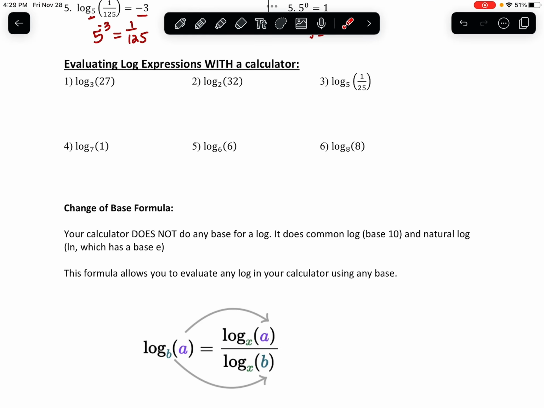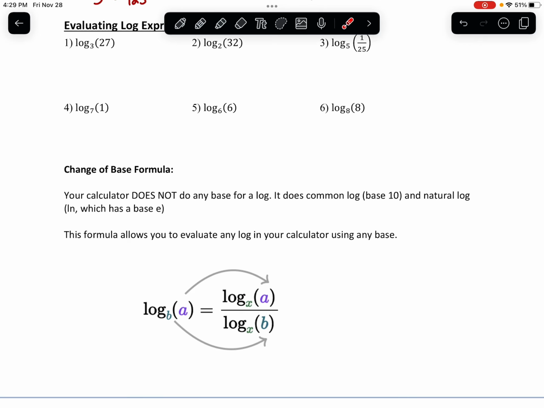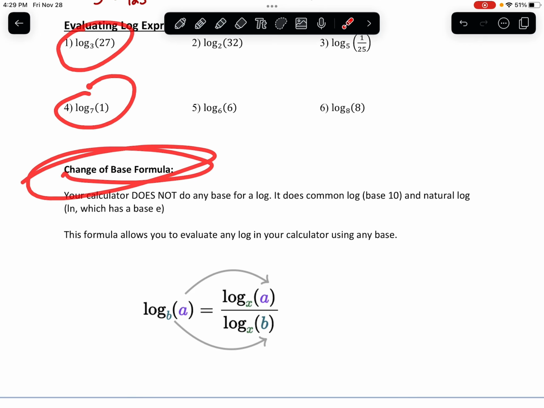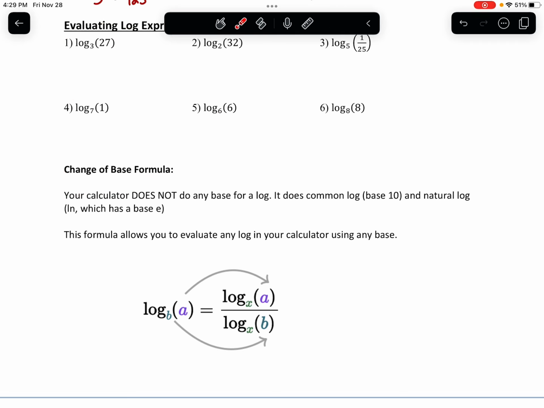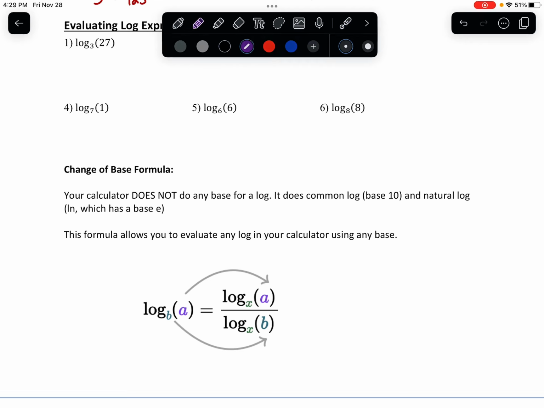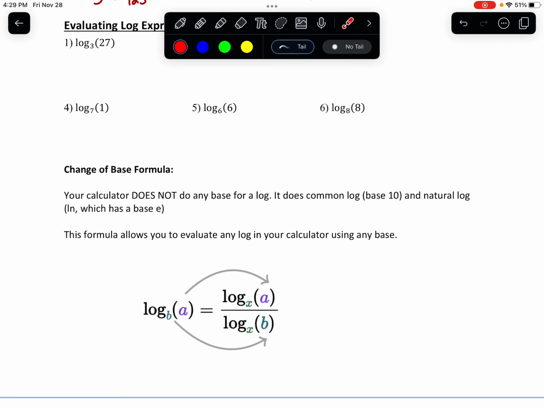Okay, so we have to do something else. Well, let's go to this change of base formula. Now, there is a way to do these by hand, right? But I'm not there, so we're just going to use our calculator because, why work harder? Let's work smarter. So it says your calculator does not do just any base for log. It does common log, base 10, and it does natural log, ln, which has a base e, but it doesn't just do anything we want.